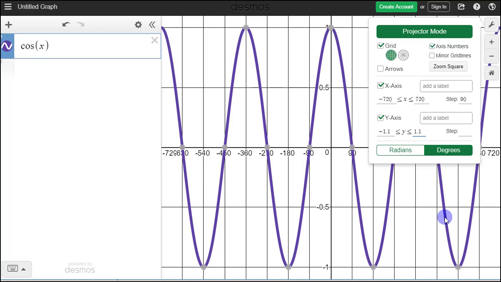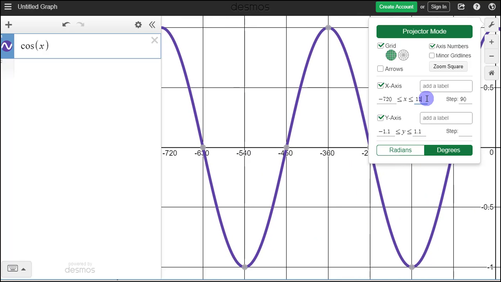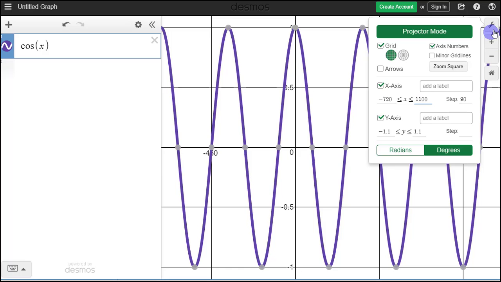And these are things you're just going to have to hopefully memorize to make it easier on yourself. This step is what? 90. What's the x-axis? It's negative 720 to 720. Okay. Actually, for this one, can we make it negative 720 to 1100? So 1100.